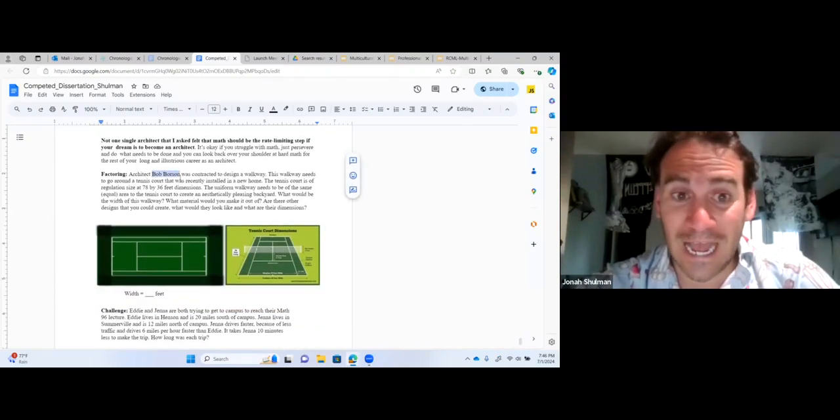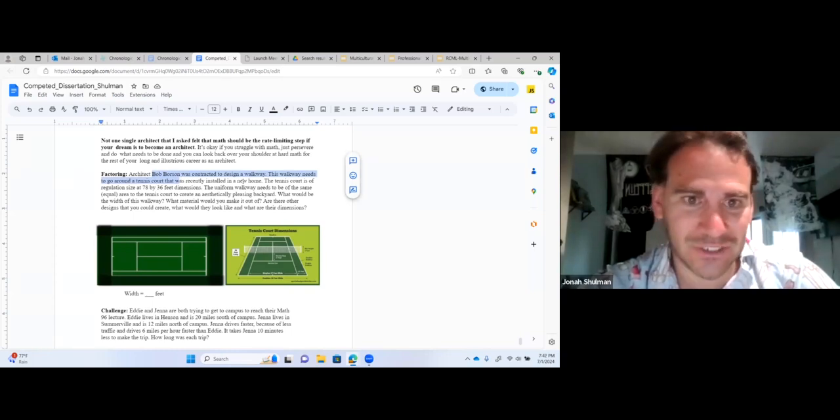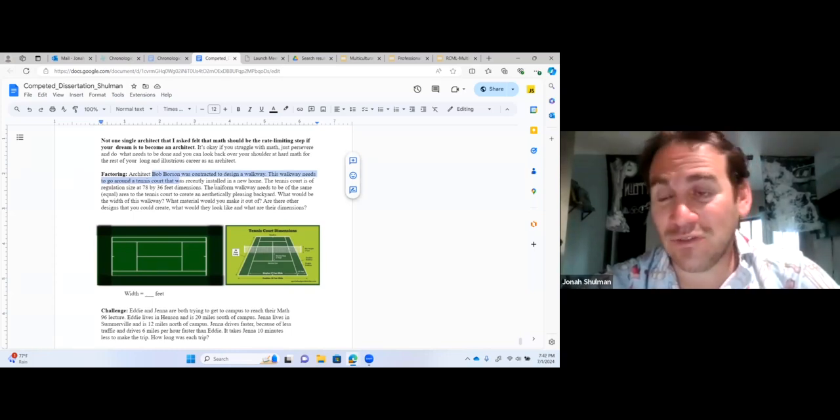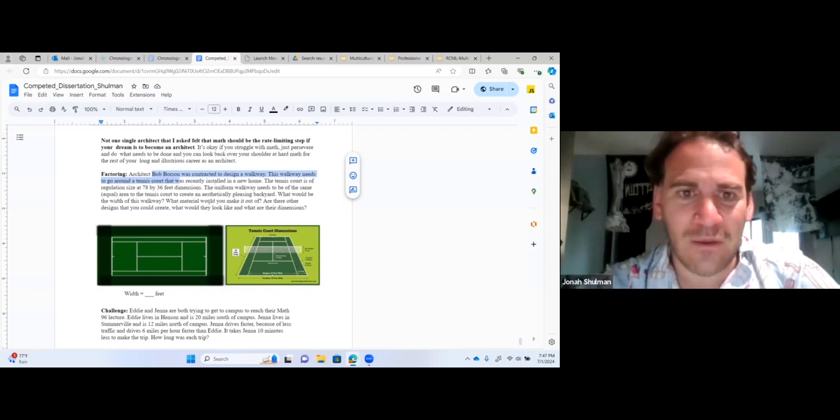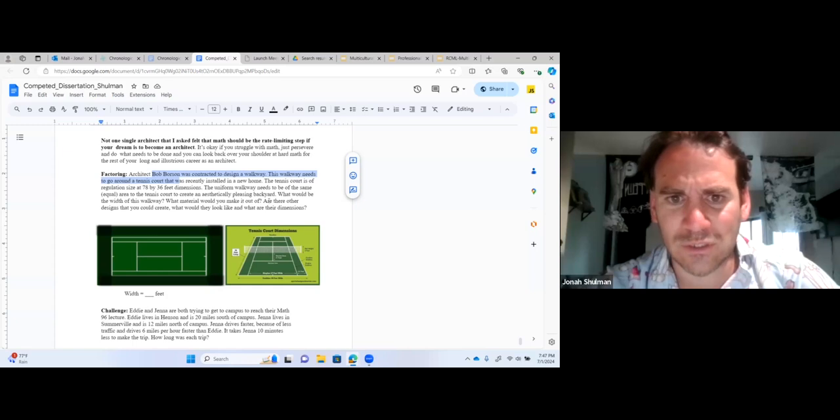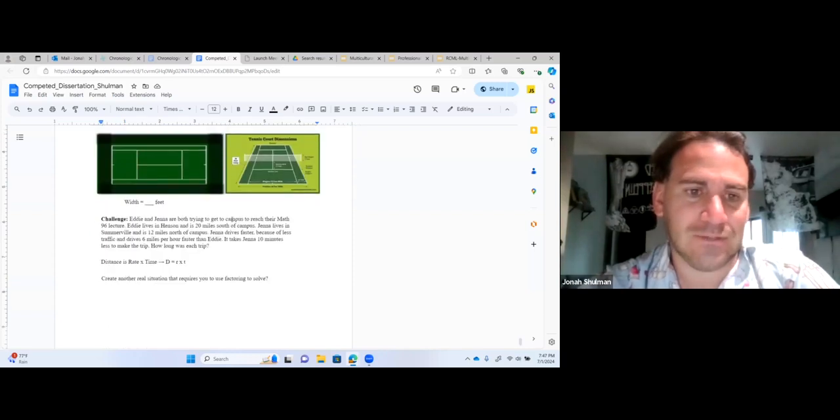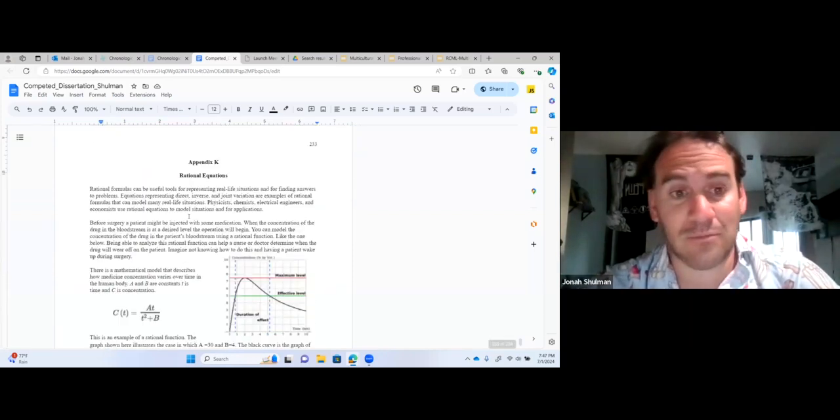So you are this guy. You have to design a walkway around a tennis court using the actual dimensions, and you have to solve it using different sorts of factoring, or it's kind of like a factoring problem. They want the walkway to be the same width all the way around the tennis court to be aesthetically pleasing. So what's the width of the walkway? What materials would you make it out of? And there are other designs you could create, and what would they look like? And then I have some really challenging problems in there.